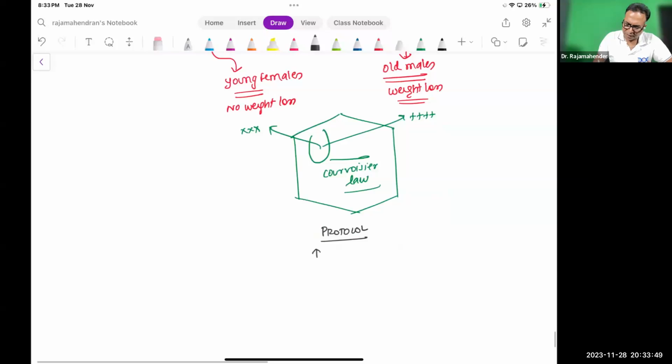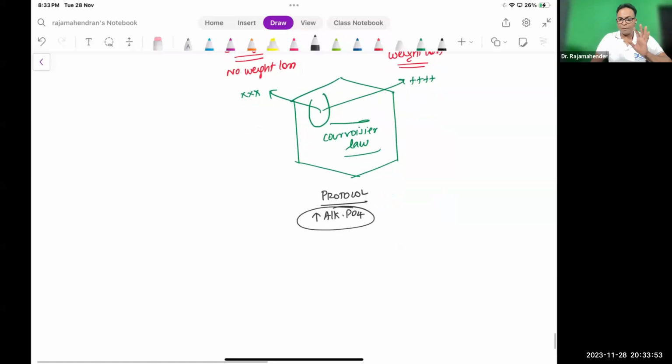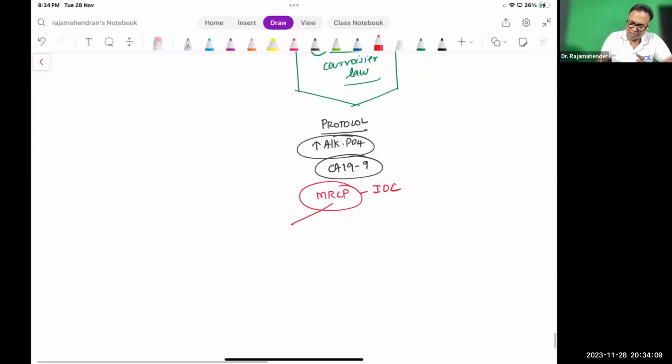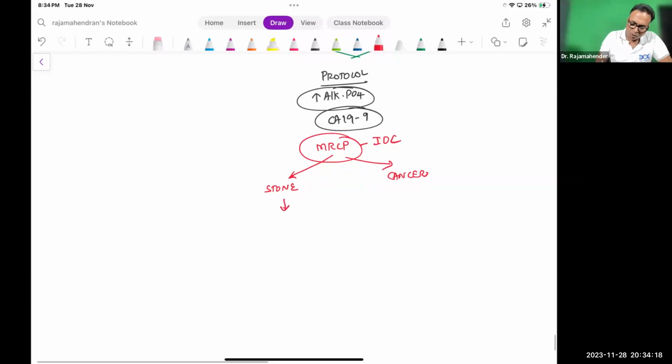You should tell that increased alkaline phosphatase is the most sensitive marker of obstructive jaundice. CA19-9 is a tumor marker of cancer pancreas, and the gold standard investigation to diagnose is MRCP. MRCP is the investigation of choice for obstructive jaundice, because that will tell clearly whether it is a stone or a cancer. Even ultrasound will not tell. Ultrasound will be the next investigation done, but it is not the best. When it is stone, go for ERCP and removal of the stone.